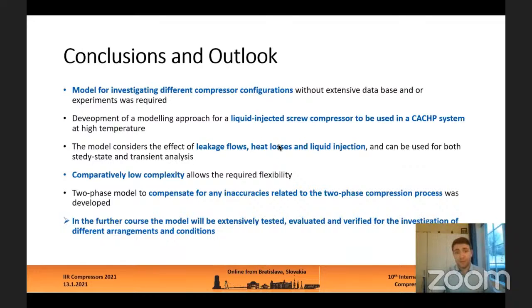A two-phase model to compensate for any inequivalencies related to the two-phase compression process was developed and presented to support the developed Modelica model. And in the further course of the project, the model will be extensively tested, evaluated, and verified for the investigation of different arrangements and conditions.